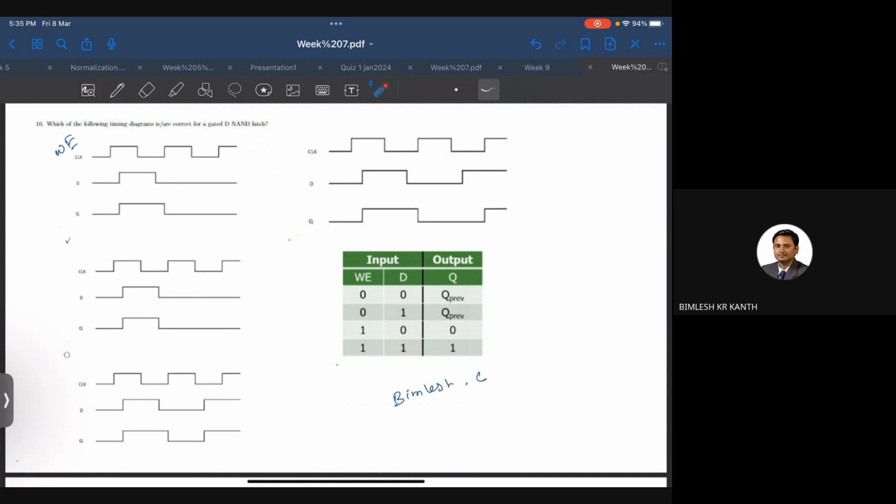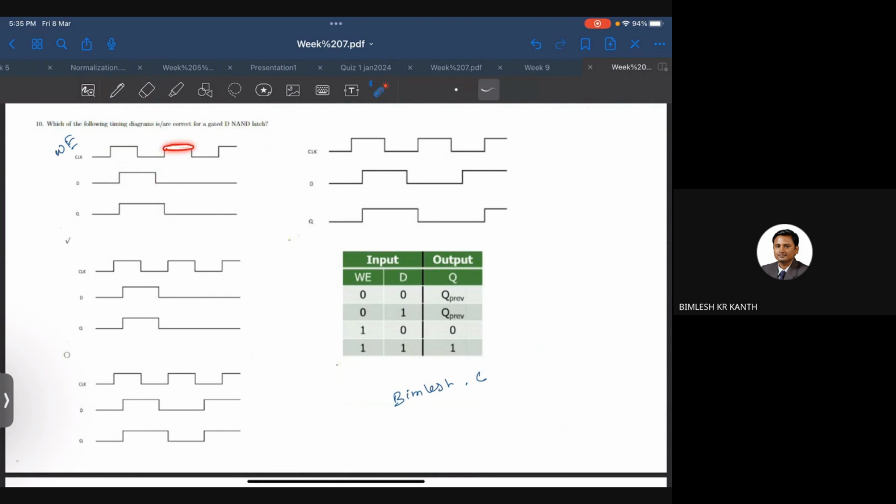Now, at that position, you can see that up to that is correct. Now, this position, D equal to 0, right? 0, 0, Q previous. That is also correct. And this is 0, so Q previous is like 1, right? So it will be 1, right? Up to that is correct.